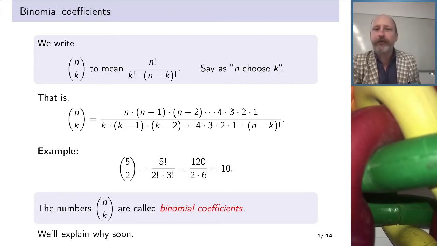So for example, 5 choose 2: I'm taking 5 factorial over 2 factorial times 3 factorial, so 120 over 2 times 6, or 10. Just calculating. So these are called binomial coefficients, and they come up in a lot of different counting problems and some other places.